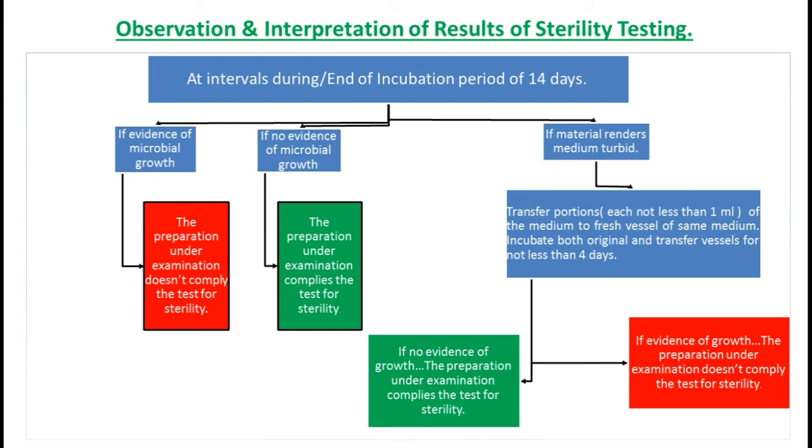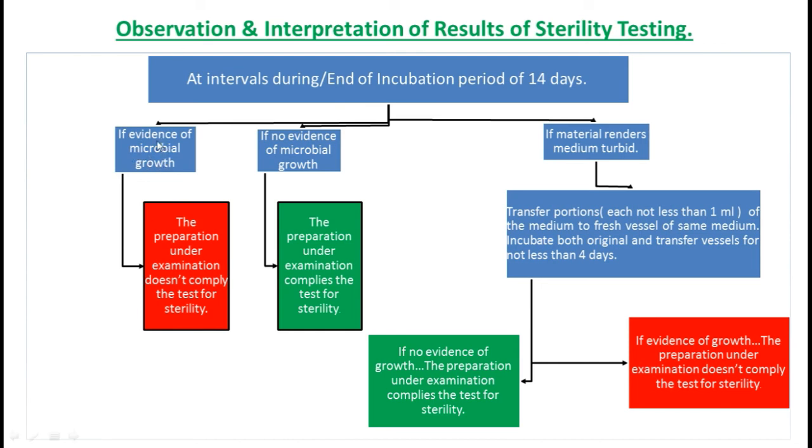Now, another condition: if the material used for sterility testing renders the medium turbid, then in this case a portion from this medium, not less than 1 ml, is to be transferred to a fresh container of the same medium, and then both the original container and this transfer container are incubated for not less than 4 days. After this incubation period the media are observed, and if there is no evidence of growth, then we can interpret that the preparation under examination complies with the test for sterility, and if there is evidence of growth, then the preparation under examination does not comply with the test for sterility.